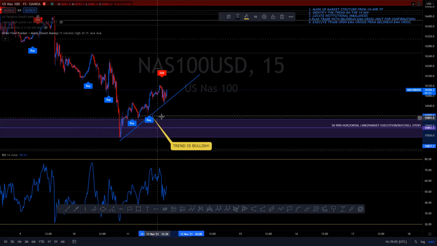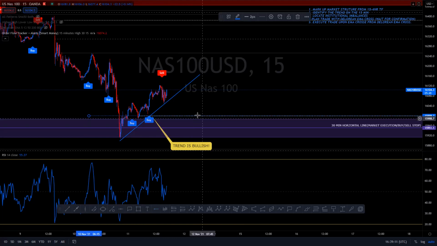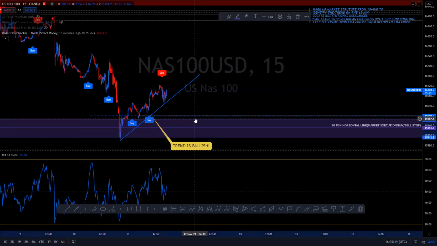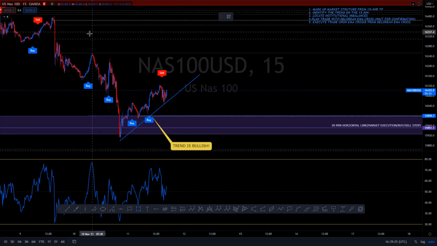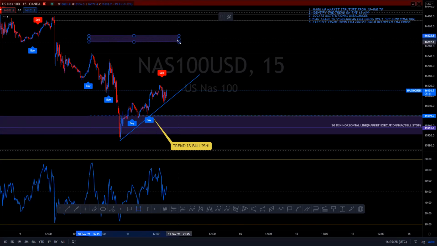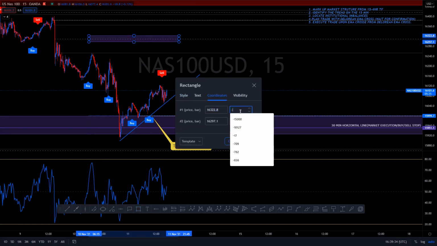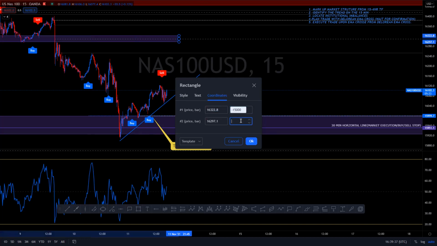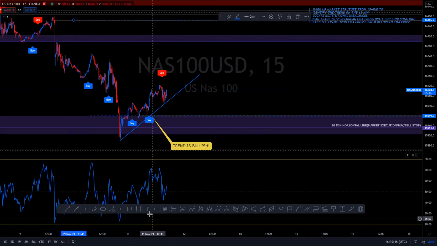Okay. Now we see an imbalance here, so I'm going to actually mark that up. Now normally I would draw a zone here, but since it's so close to this zone, I'm just going to bring it up to here. Okay. So let's just say this is the imbalance zone, which is our demand zone. Then we have some other imbalances up here. So I'm going to make it very thin so you guys can see it. I'm going to stretch this all the way out. All right. There's another one up here as well.